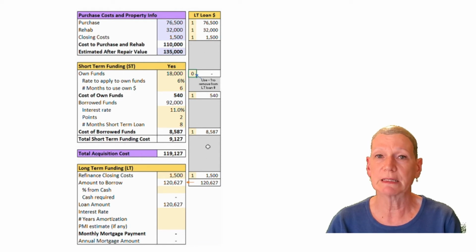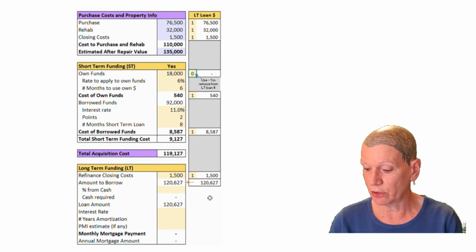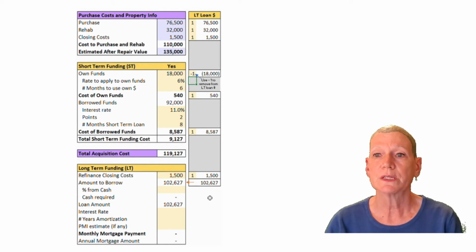Again, this is $18,000 that you've already spent. You've already put it into the deal. So you're just saying you're not trying to recover that. In effect, you're kind of going to let it ride in the deal. So if you put a -1 here, then that's going to reduce the total amount that you're looking to borrow for your refinance with your long-term funding.